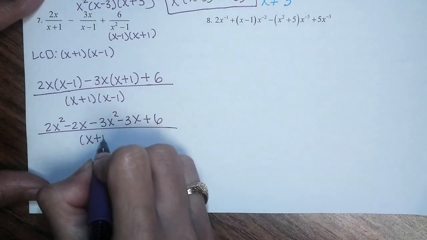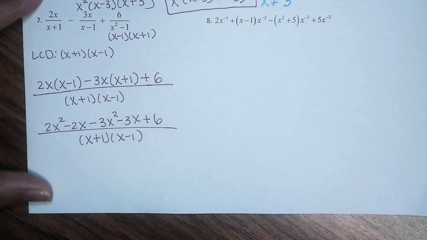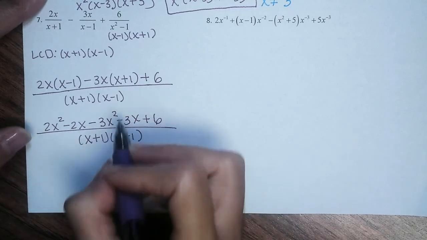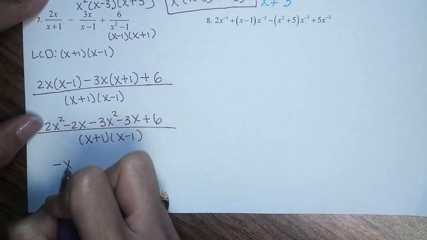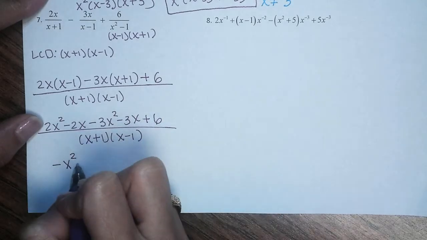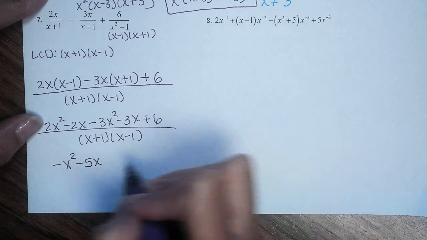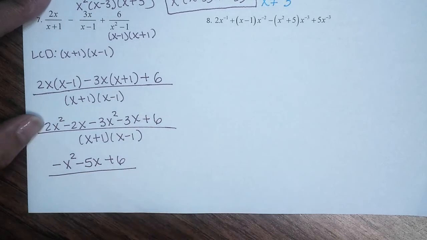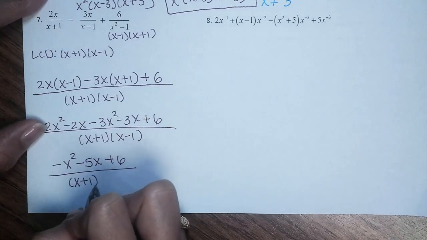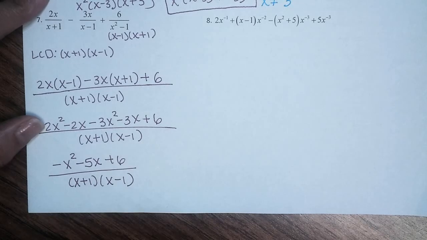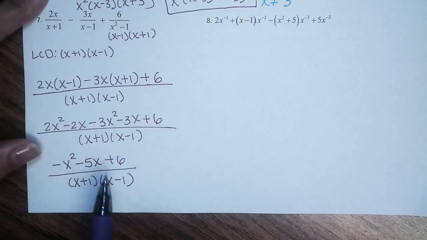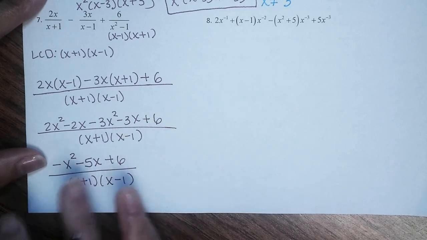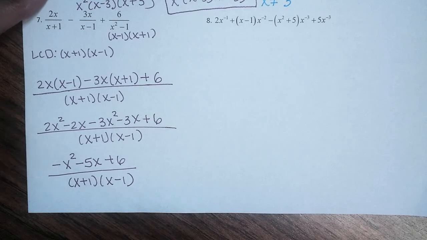The denominator is still the same. And now keep simplifying your numerator. Negative x squared minus 5x plus 6. Is that right? Yeah, that looks right. The denominator is still just the LCD. And this negative x squared minus 5x plus 6, you need to factor it just to make sure that nothing cancels. But we're going to have to factor this.